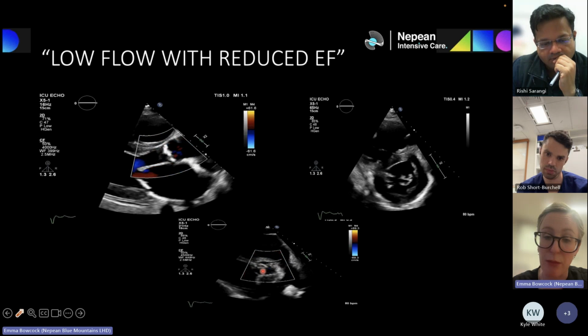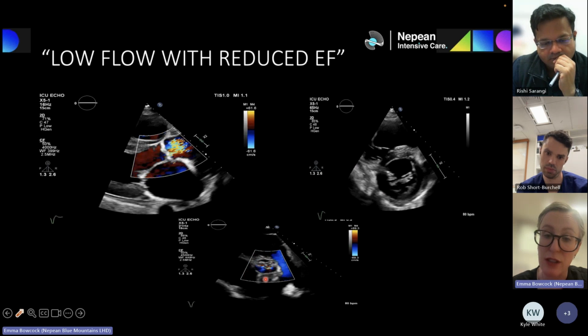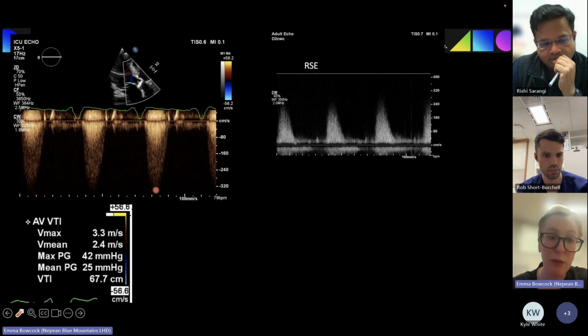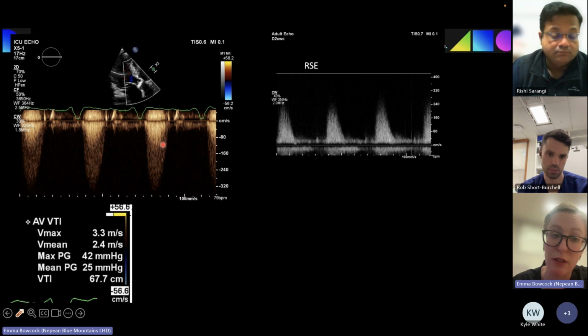RV is probably not too happy as well. Aortic valve, flow turbulence, severely restricted. Vmax of about, have I put the numbers on, 3.3, so continuous wave in the apical 3 chamber, trying to line up as best as possible. This is actually a good example of what you just mentioned there. So you shouldn't be tracing that as your LVOT VTI. You could, but it's going to be really inaccurate.